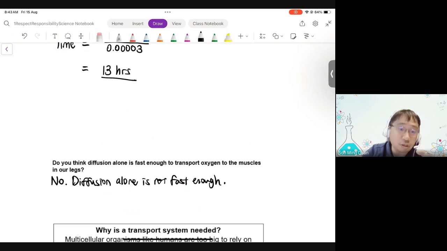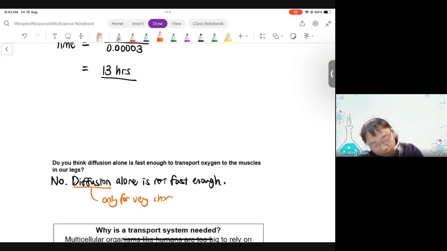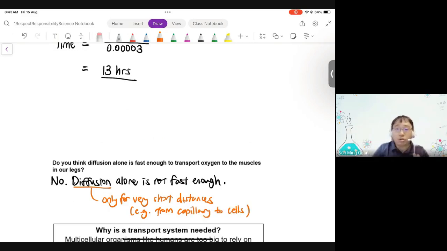I've just used the example of oxygen, but I could have used the example of other substances like glucose as well. Clearly, diffusion alone is not a fast enough mechanism. Diffusion actually is only for very short distances. So, what are the short distances that Mr. So is referring to? The short distances are from the capillary to the cells surrounding it. So you're talking about cells surrounding the capillary.